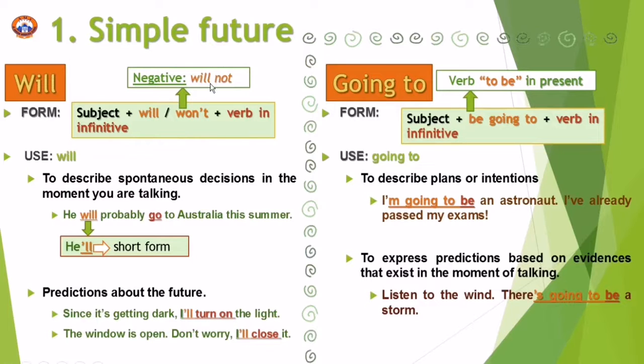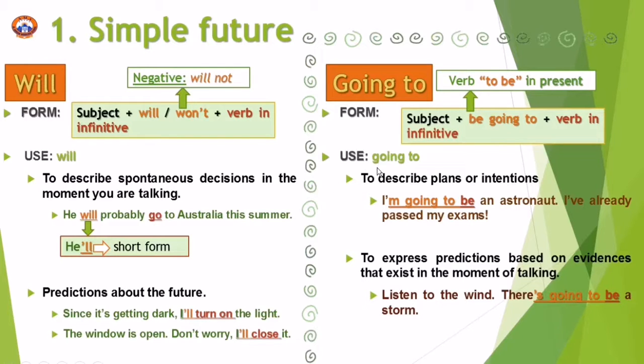What is the difference between will and going to? Going to, I use the subject, he, she, it, they, we, any subject, or the noun, and then I use verb to be in the present form plus going to plus verb in the infinitive form.